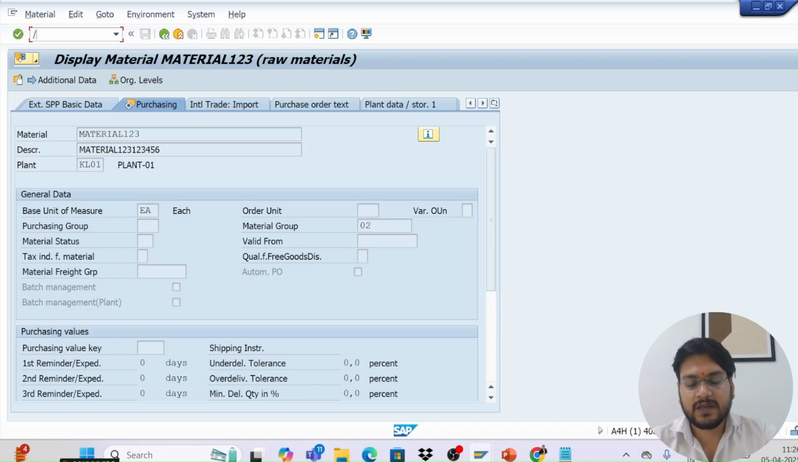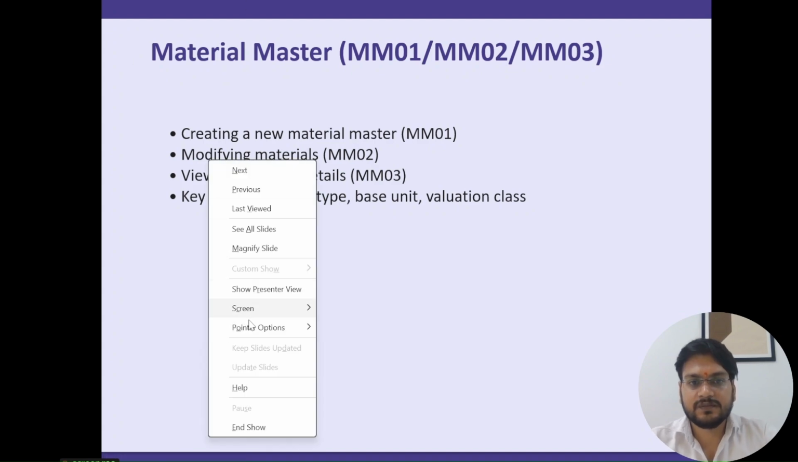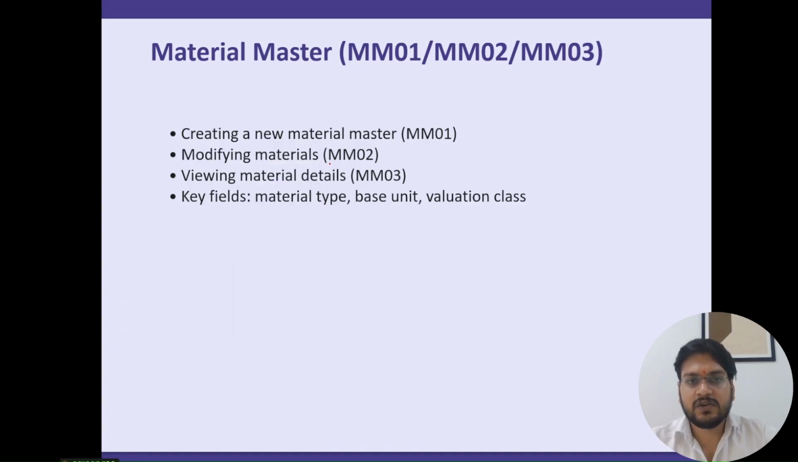So this is how we can create a material master record by using T code MM01. We can change by using T code MM02, and we can display by using T code MM03. Okay, and these key fields also we have used: material type, raw material ROH, finished product FERT, basic unit of measurement, like each I have taken, and valuation class, like for raw material its standard valuation class is 3000, 3001, 3002, 3003. So this is how you can create a material master record, right?